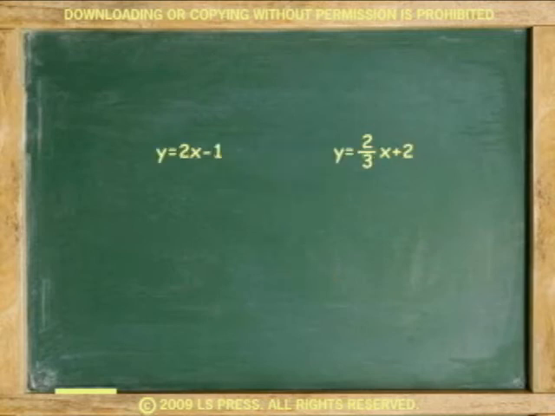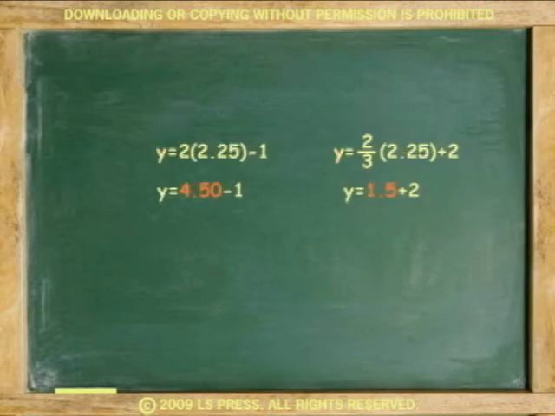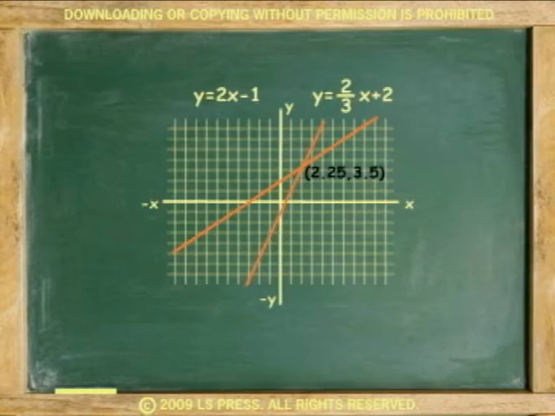Now, to find the y value, go back to either of the two original equations, substitute the value of x, and get the value for y. Multiply the parentheses. Subtract. The exact point where the lines cross is 2.25, 3.5. Any system of equations can be solved by substitution.